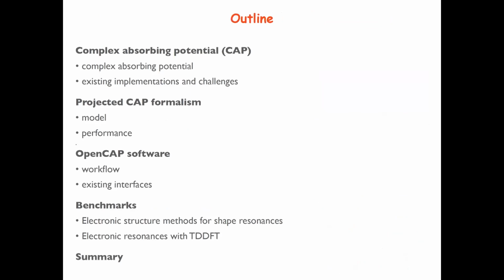So this is what I'm going to talk about today. So how one can extend powerful methods that have been developed for bound electronic states, in particular multi-reference methods implemented in MOLCAS, to a description of metastable electronic states. And the technique that we use to do this is complex absorbing potential. So I will first introduce what this method is. The projected CAP formalism is a model that actually allows us to effectively extend the methods that have been originally developed for bound states to resonances. So I'll introduce this model.